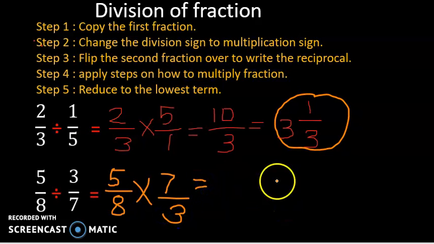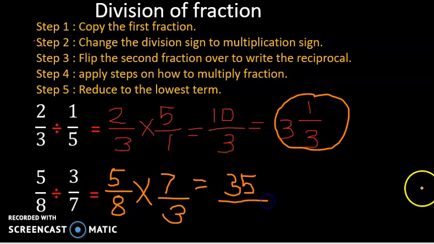Step number 4. Apply steps on how to multiply fraction. So first, multiply both numerators. So 5 times 7 is 35. 8 times 3 is 24.